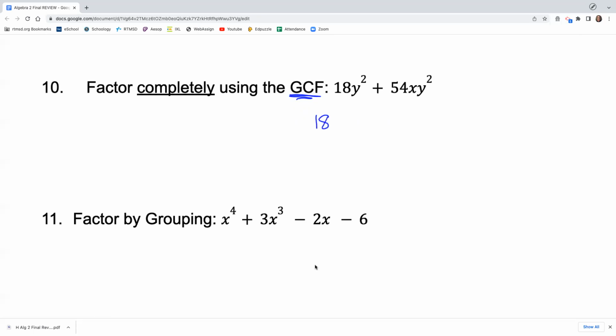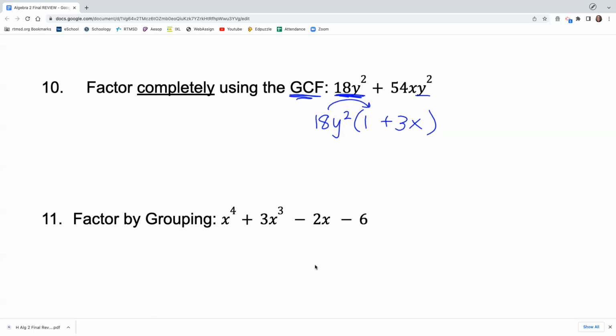The biggest number that goes into 18 and 54 is 18. And the biggest variable you can take out of both would be y squared. So you pull out a y squared from both. And because you're taking 18y squared from the entire first term, you have to have 1 here as a placeholder. And then 54 divided by 18 is 3. And 54xy squared divided by y squared, you'll just have to have an x here. So this would be your answer in factored form using the greatest common factor.